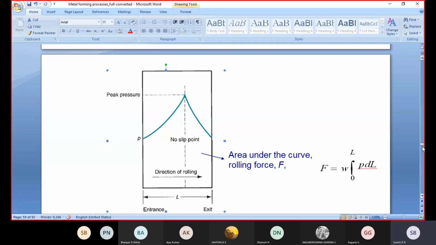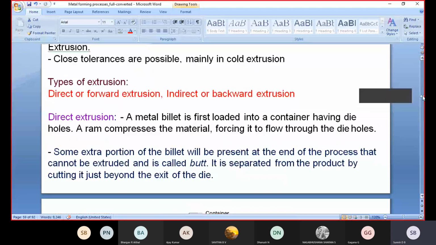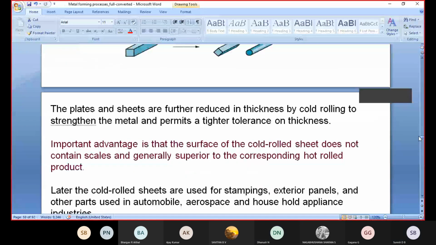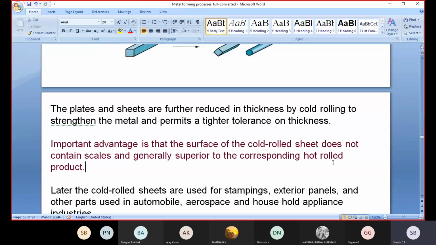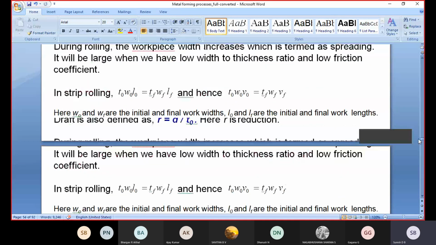One second, visible, right? Yes, sir, visible. Okay, which one is center, which one is exit, which one is... okay, here.